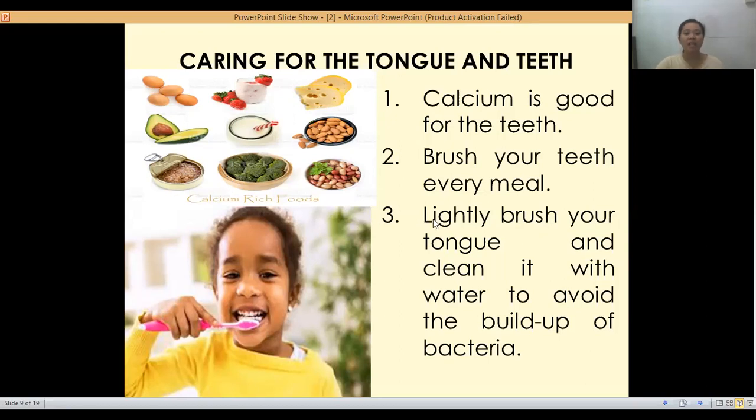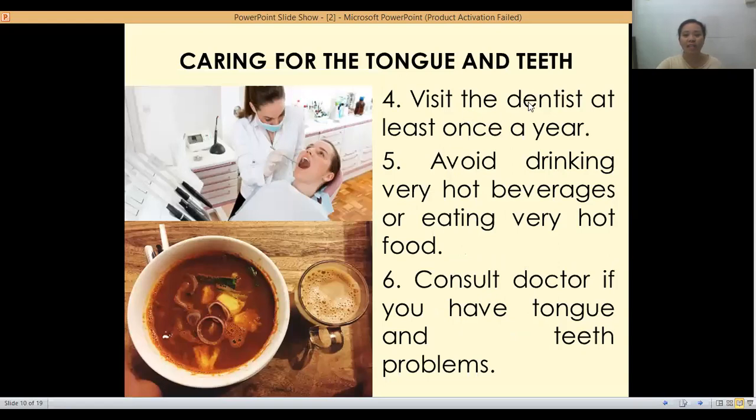Number three, lightly brush your tongue and clean it with water to avoid the buildup of bacteria. So not only your teeth you are going to brush, also your tongue so that the bacteria will not build up there. Okay? If there's a lot of bacteria in your tongue, then you will have a bad odor in your tongue. Okay? Next, number four, visit the dentist at least once a year.